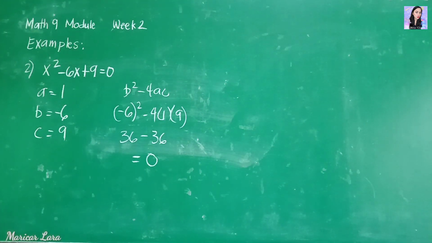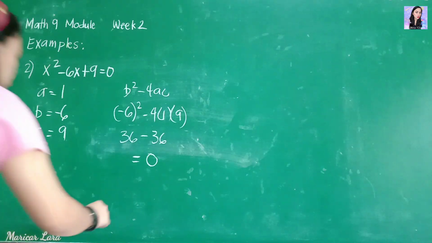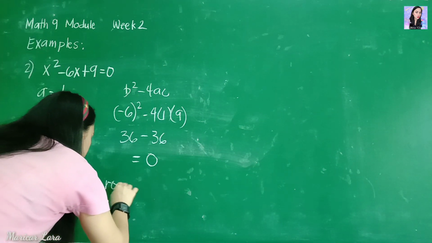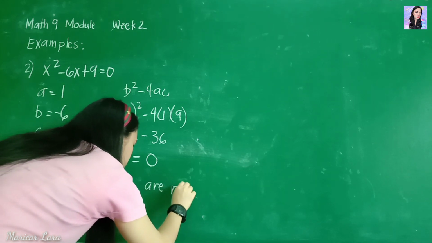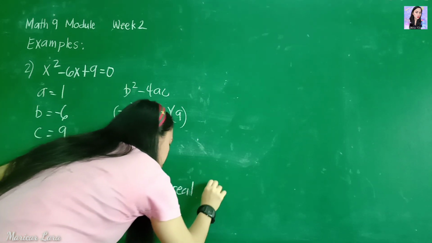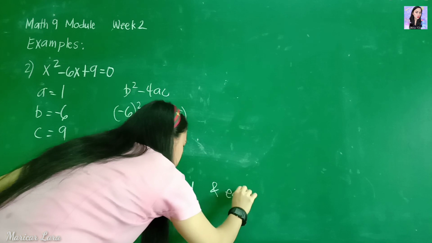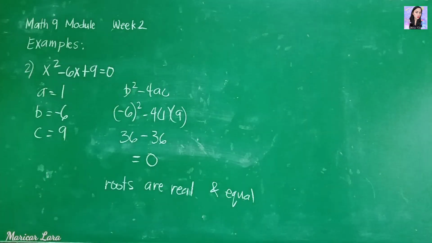Since our discriminant is 0, therefore, the nature of the roots are real and equal. So, our roots are real and equal. So, let's check. So, meron tayo ditong checking.